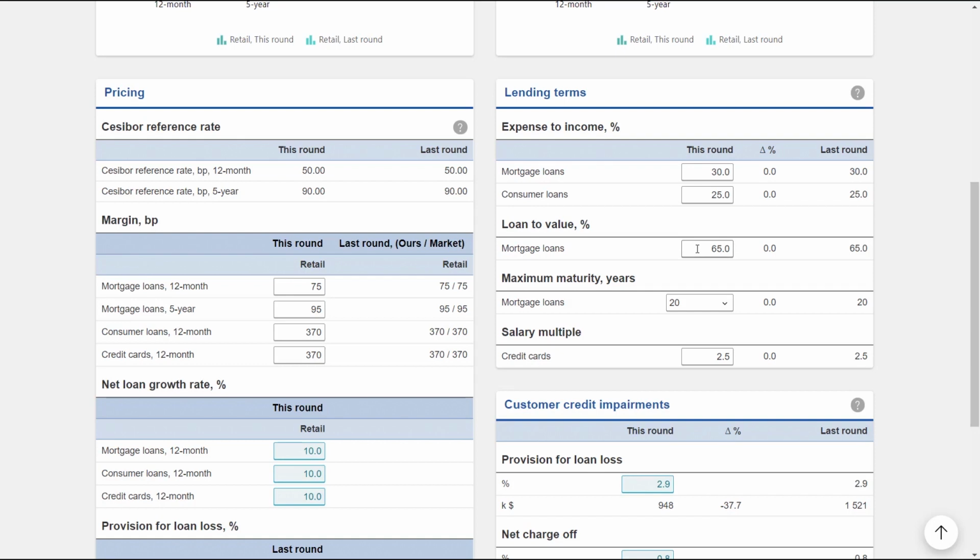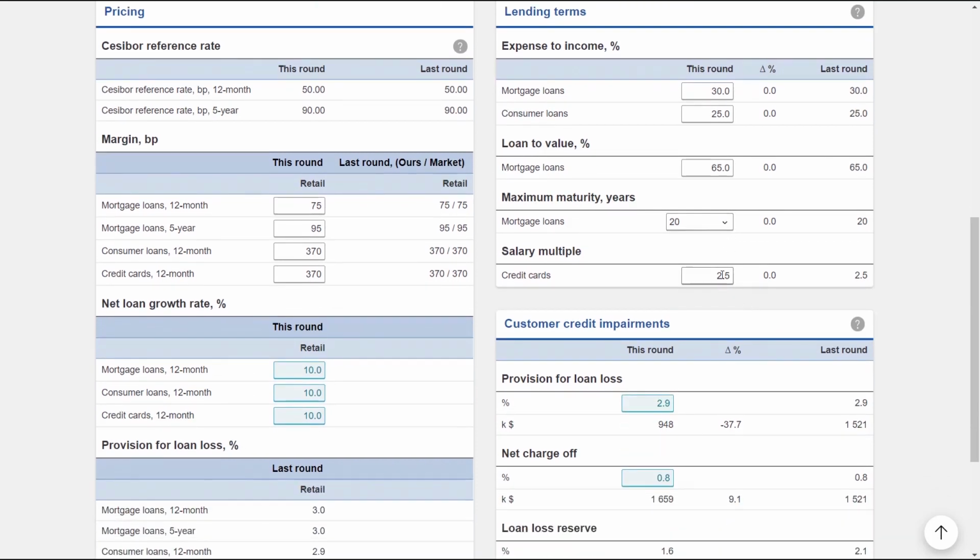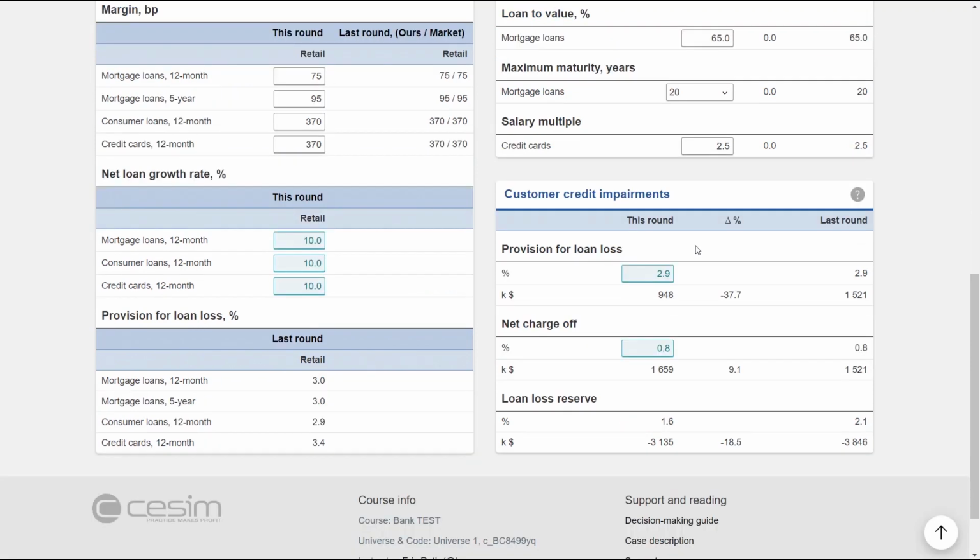Separately, the decision is made for mortgage loans and consumer loans. Then I decide the loan to value, and loan to value means how much loan I can take against that particular asset, which in this case is a mortgage loan. So if my house is worth 100,000, then 65% of that I'm being given as a loan. And then I decide the maximum maturity. And then for credit cards I also decide the salary multiple.